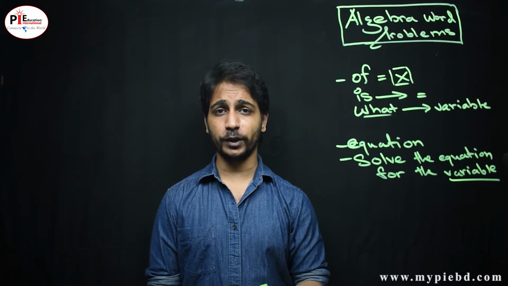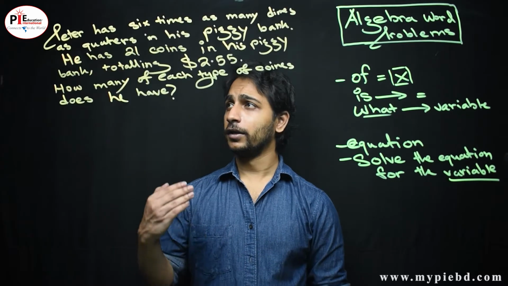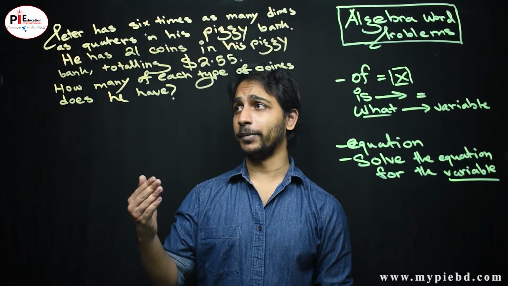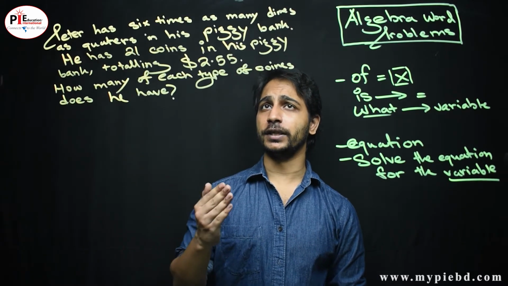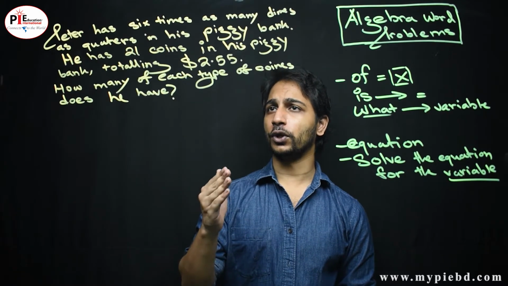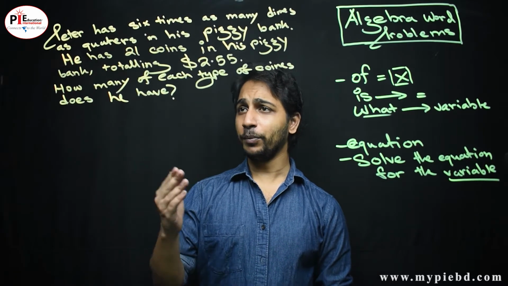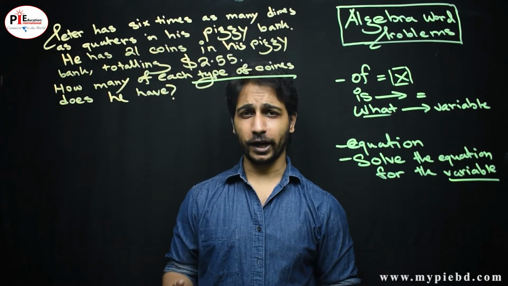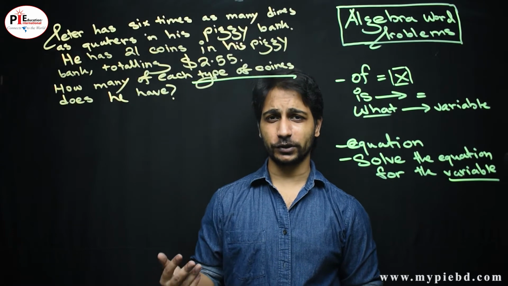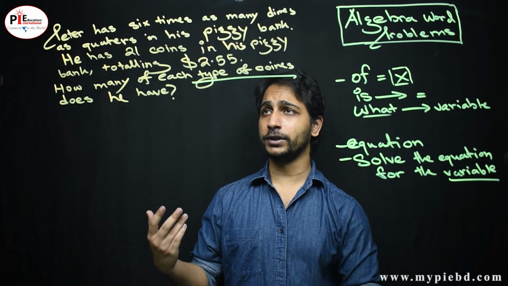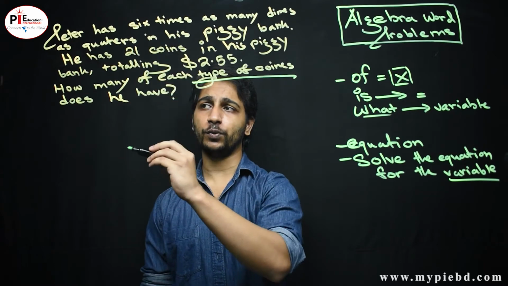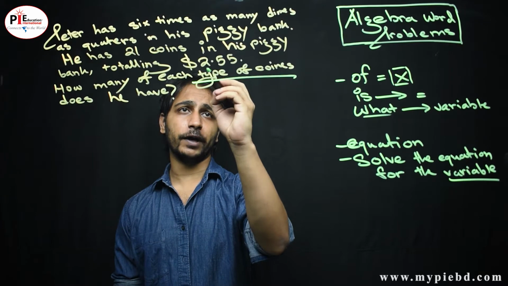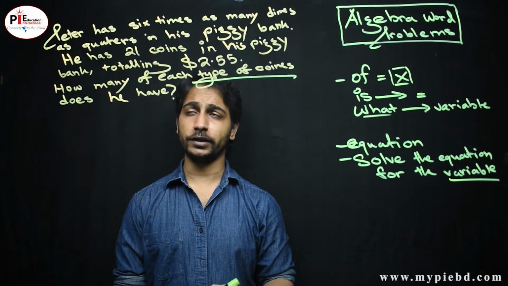Now, the best way to do it is with a problem. In this example, Peter has 6 times as many dimes as quarters in his piggy bank. He has 21 coins in his piggy bank, totaling $2.55. How many of each type of coin does he have? Now, there are two ways you can solve for it. You can set up two separate variables like x and y and have that equal 21. And then you could also have the other x and y values equal 2.55 and you can get it.